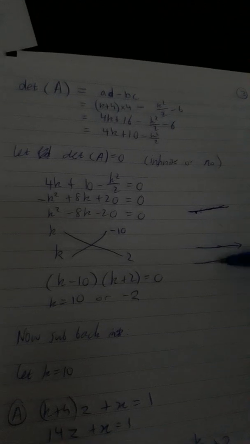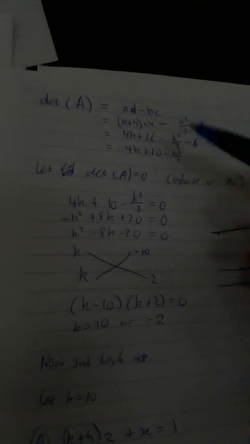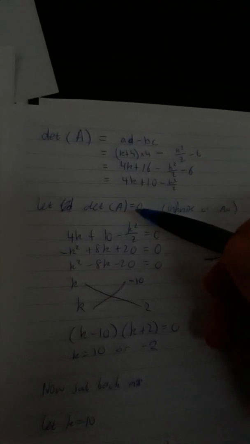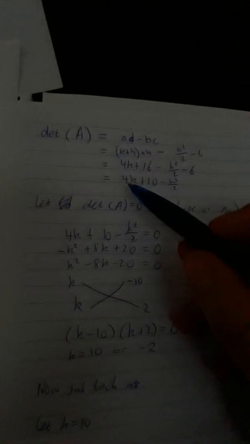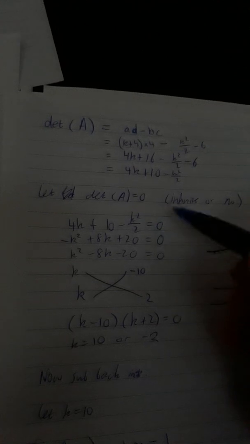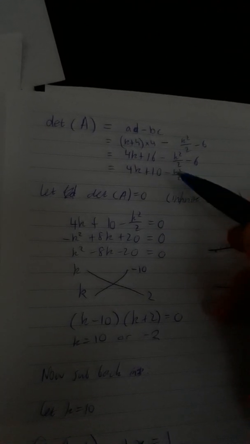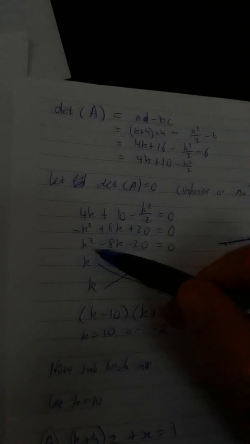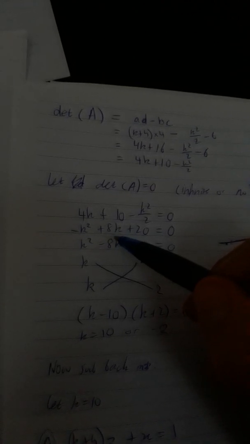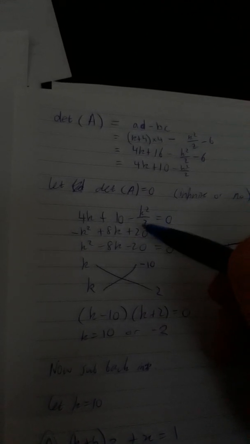So it means the gradient will be the same, but you don't know about the value of C, which moves it up or down. Okay, so let the determinant of A equal 0. We go 4k plus 10, take away k squared on 2 equals 0. Here we're letting the determinant equal 0, and then here I just doubled it to get rid of the on 2.